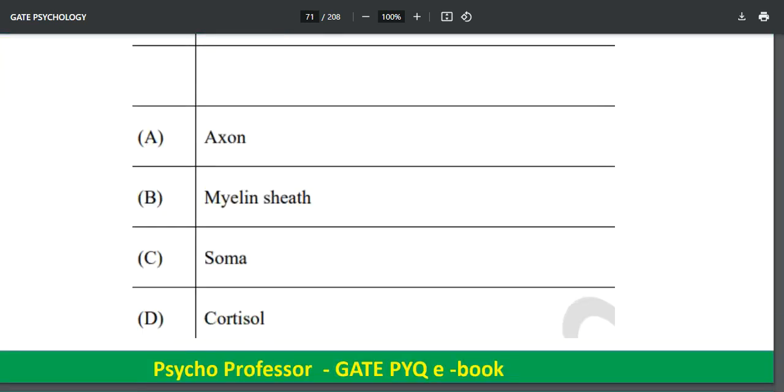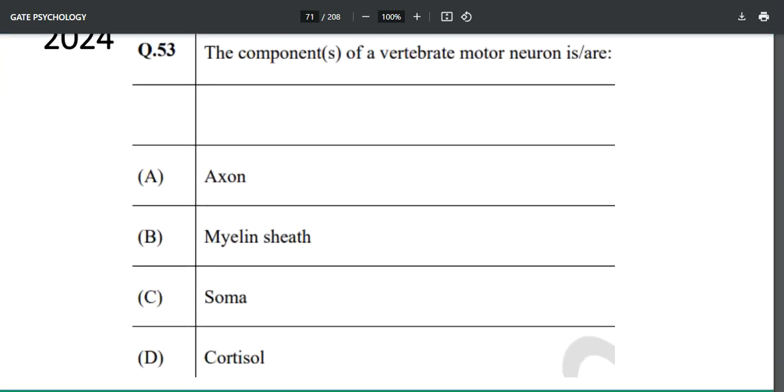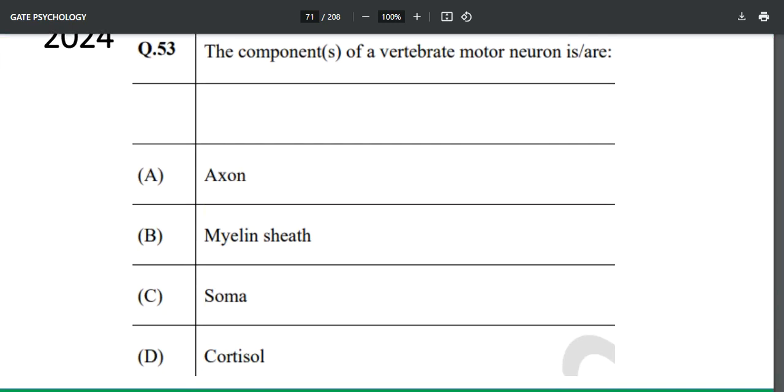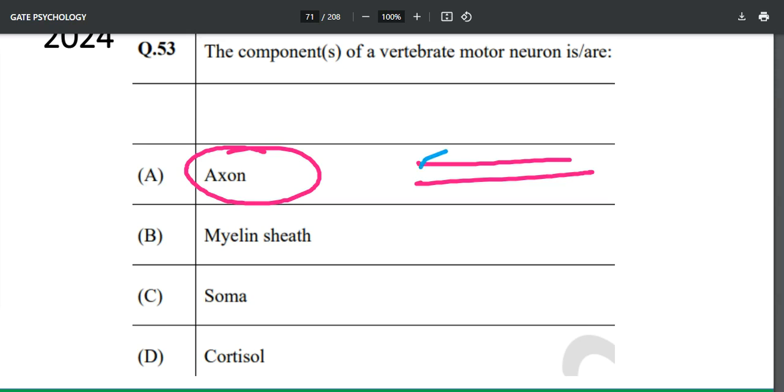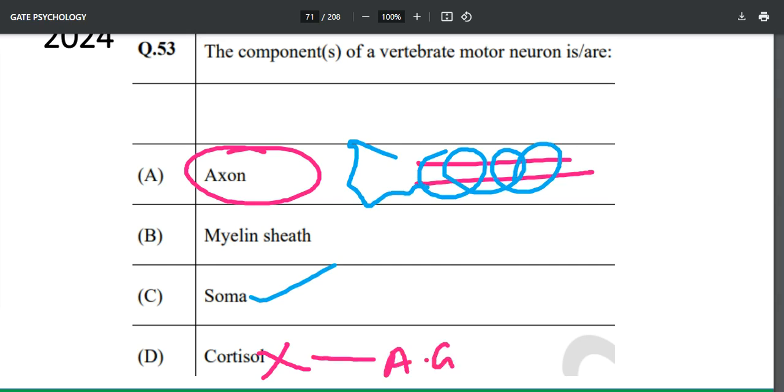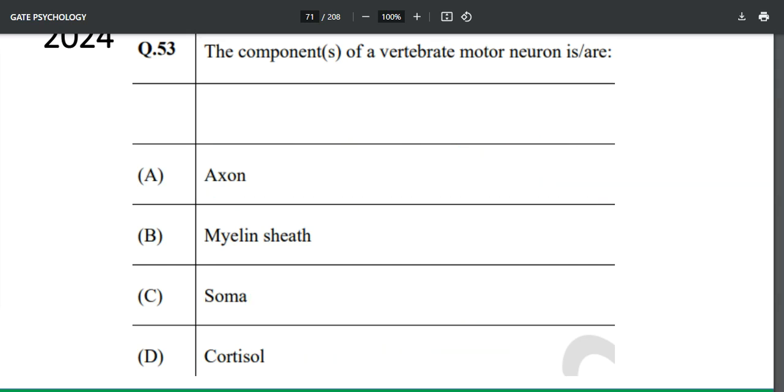Moving forward to the next question, the components of a vertebrate motor neuron. They are talking about a motor neuron. The components of these are simple: the axon, the myelin sheath, and the soma. Cortisol is not a component of a vertebrate motor neuron. It is released from the adrenal glands when we are facing a situation of stress. So the correct answer is A, B, and C: axon, myelin sheath, and soma.